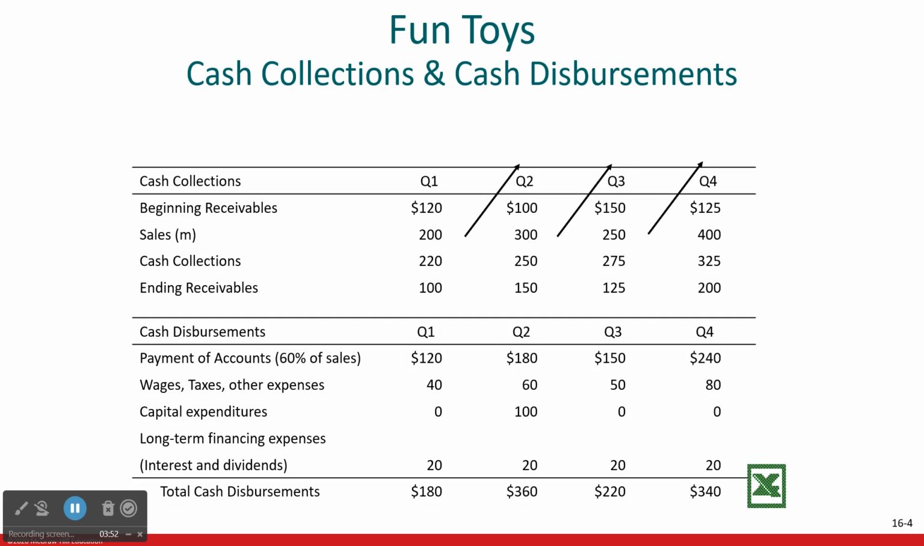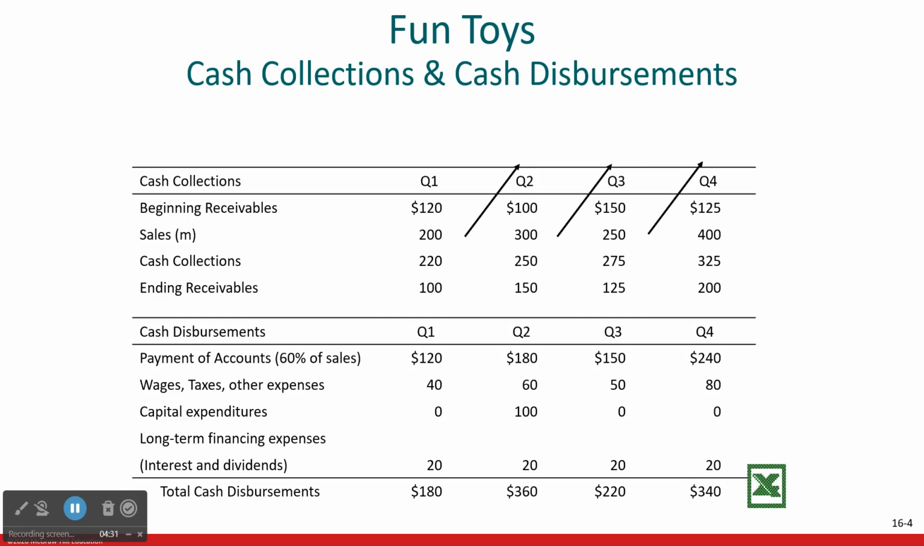And then we look at our cash disbursements. We know that our payments of accounts is 60% of sales. So we look at our sales number, 200, 60% of that is 120. In the second quarter, sales is 300 million, so 60% of that 300 million is 180 million. We also see here our wages, our taxes, our other expenses. That was 20% of our sales. And so we go up to the top, that sales number, 200 million, 20% of that, 40 million. And so that's what we're looking at.